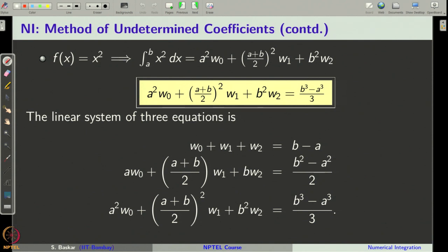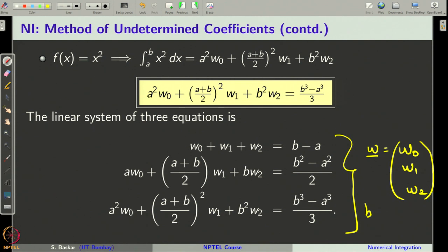In the present case, we have taken n equal to 2, therefore, our linear system will have 3 equations which we have just now derived, and these 3 equations are given like this. You see that the unknown vector is W naught, W 1 and W 2, and the right hand side vector B is given like this, right. So, that is the right hand side vector B.